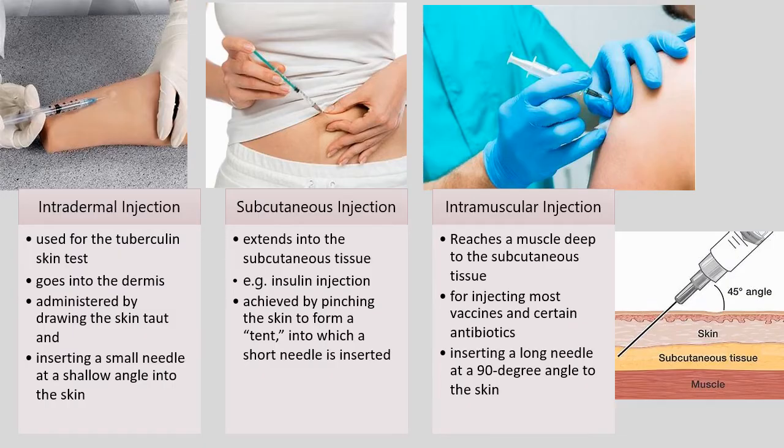So here are pictures of 3 different types of injections through the skin, no? Your injections introduce certain substances, pwedeng medicines, pwedeng vaccines, no? Into your body by puncturing the skin. So first here is your intradermal injection, no? Ganun siya. It is used for tuberculin skin test.